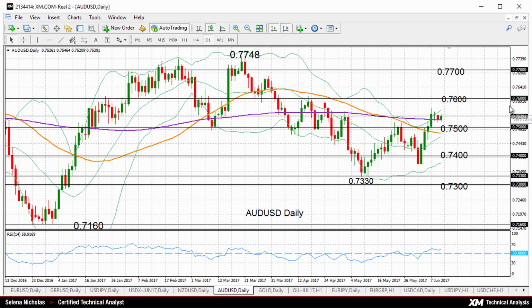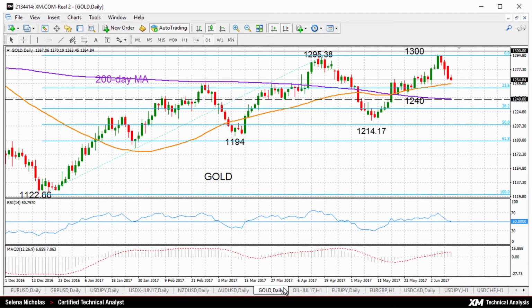Of course, a drop below 0.7330 would be very bearish for the pair. Now finally, let's take a look at gold briefly. We saw 3 days of declines before pausing just ahead of the 50-day moving average. Prices are now around 1265.